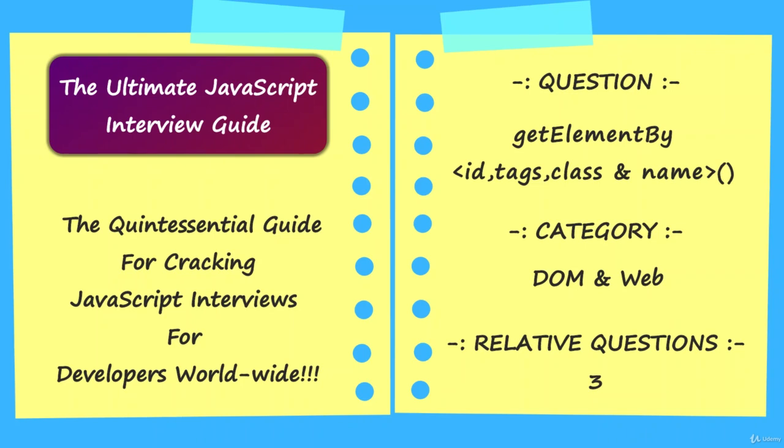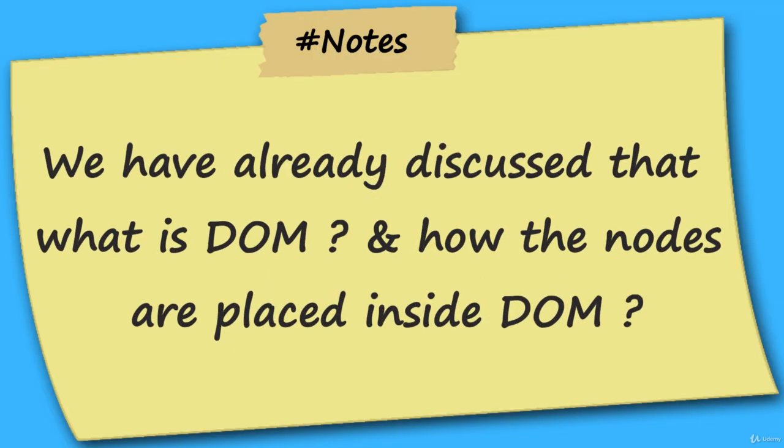This section is about getting the reference or searching the elements using the getElementById, by tags, by class or by name method. This topic is of DOM and web category, and there will be 3 relative questions of this topic. We have already discussed what is DOM and how the nodes are placed inside the DOM.